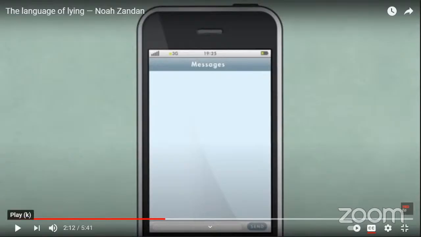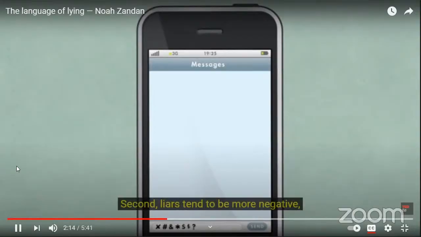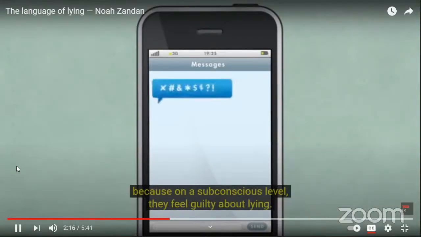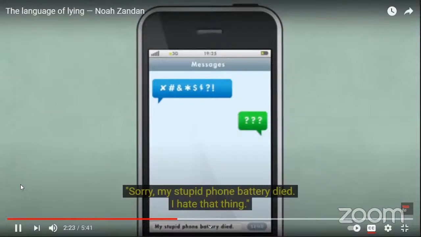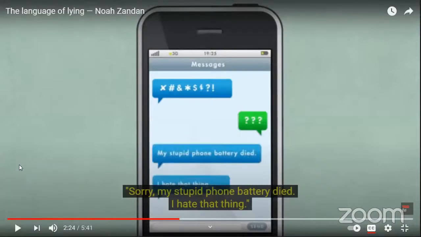¿Cómo se maneja? So, second, liars tend to be more negative because, on a subconscious level, they feel guilty about lying. For example, a liar might say something like, "Sorry, my stupid phone battery died. I hate that thing." All right, that's the second thing. What can you tell me about the second aspect, Gaston?